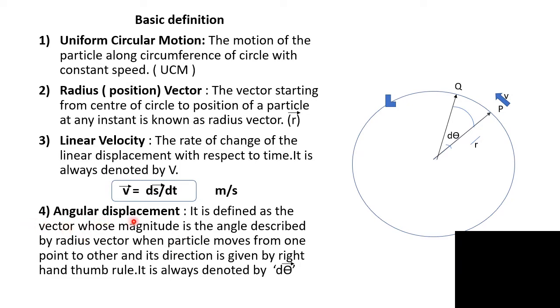Fourth definition: angular displacement. It is defined as the vector whose magnitude is angle described by radius vector when particle moves from one point to the other, and its direction is given by right hand thumb rule. It is always denoted by d theta bar.